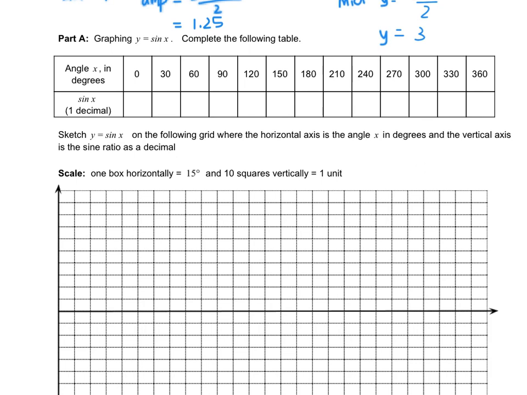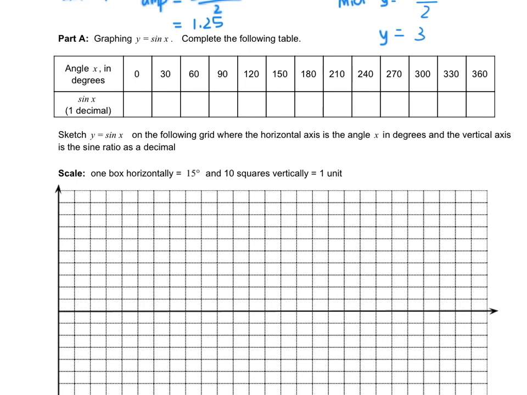Please make sure that your calculator is in degree mode. And once you've done that, you can go ahead and graph. I have made a note here about the scale. I want one box horizontally to be 15 degrees, so every 2 boxes will be 30. So 30s here, 60s here, 90s here, etc.